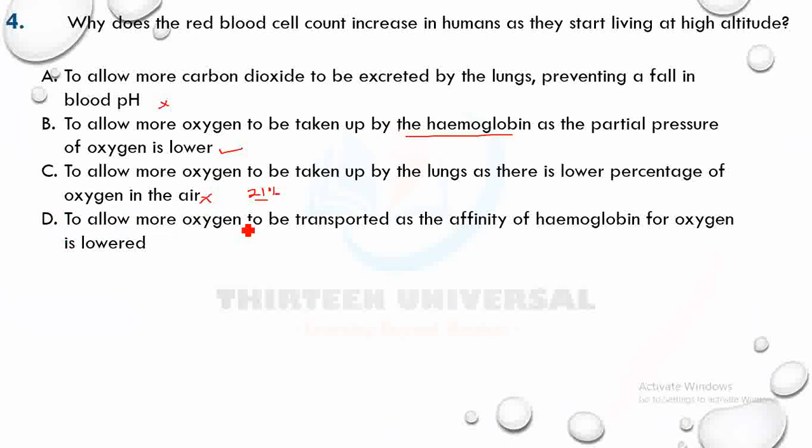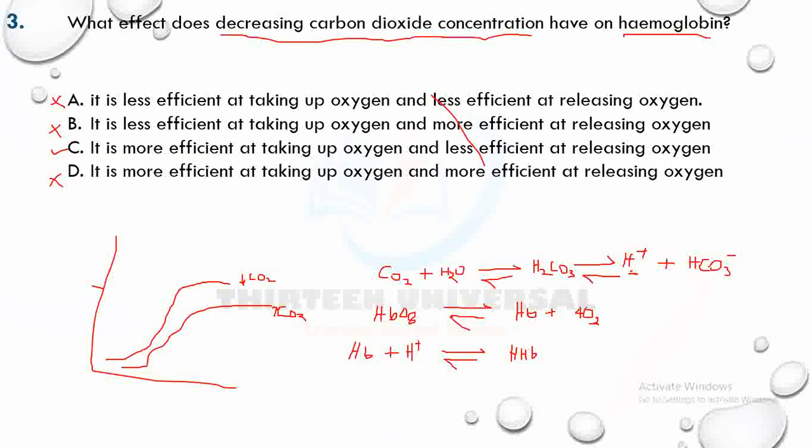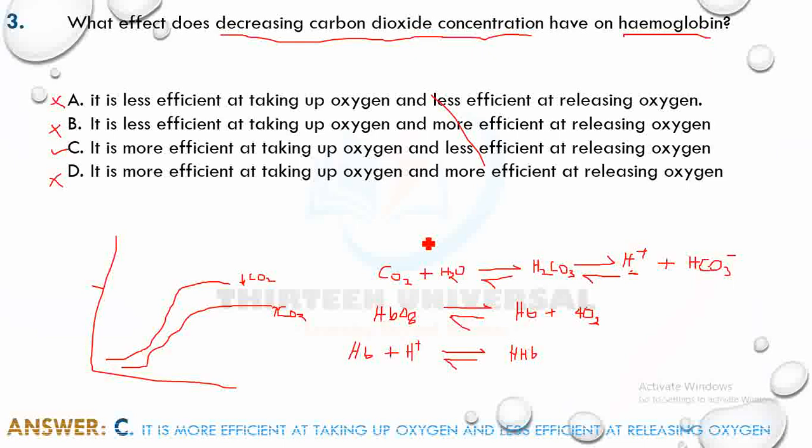This says to allow more oxygen to be transported as the affinity of hemoglobin for oxygen is lowered. So the major problem here is that the partial pressure is low. See, that C and B and D looks familiar, right? But you see, if you're allowing more oxygen to be transported, as the affinity of, let's go back to that. Okay, yeah, you can see that. So the answer is C.